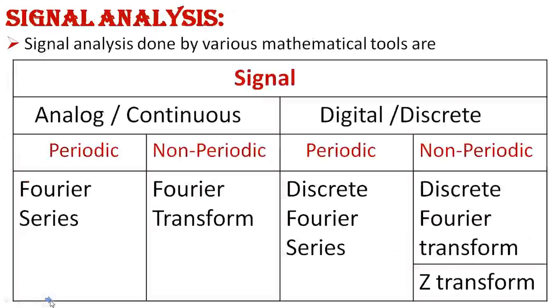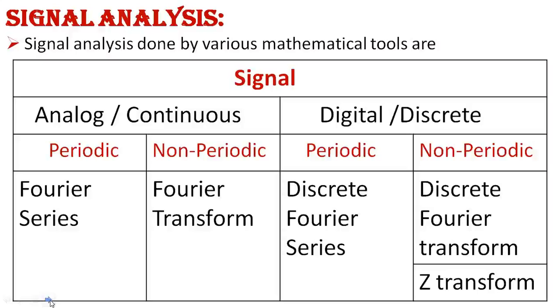Now, signal analysis. Signal analysis is done by various mathematical tools. Signals are divided into two categories. The first one is analog, that is the continuous signal. The second one is digital, called the discrete signal. Analog or continuous signals are again divided into two categories, periodic and non-periodic. A periodic signal is analyzed by Fourier series, and a non-periodic signal is analyzed by Fourier transform. Digital or discrete signals also have periodic and non-periodic subtypes.